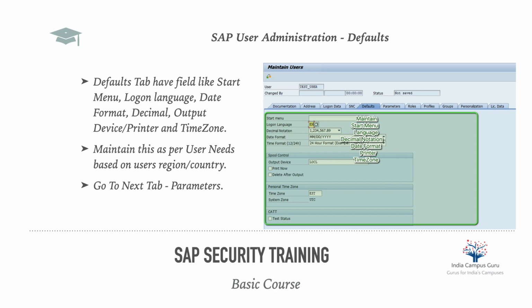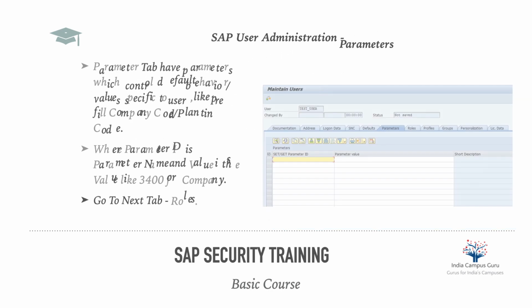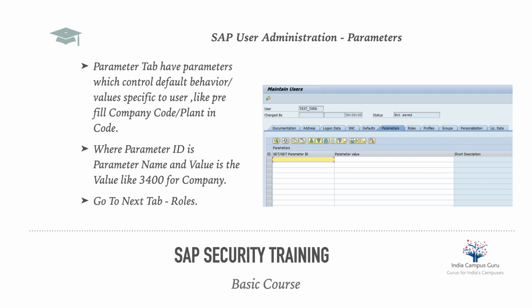Once you have maintained defaults for the user, you will go to the parameters tab. Parameters are values which will control default behavior or values for that user. Suppose you are creating a purchase order: a few fields like company code and plant, which we will discuss in upcoming lectures, can be pre-populated based on what you maintain here. So for now, just understand parameters can define or pre-populate values for that user.